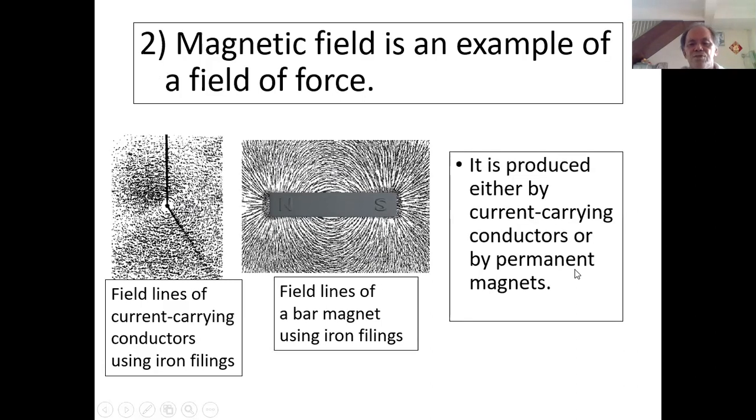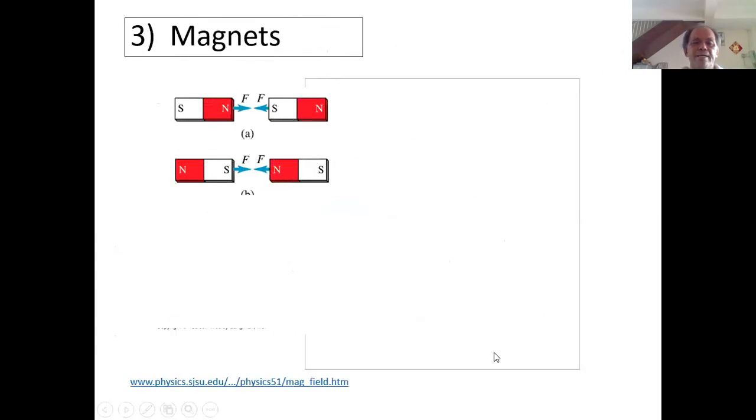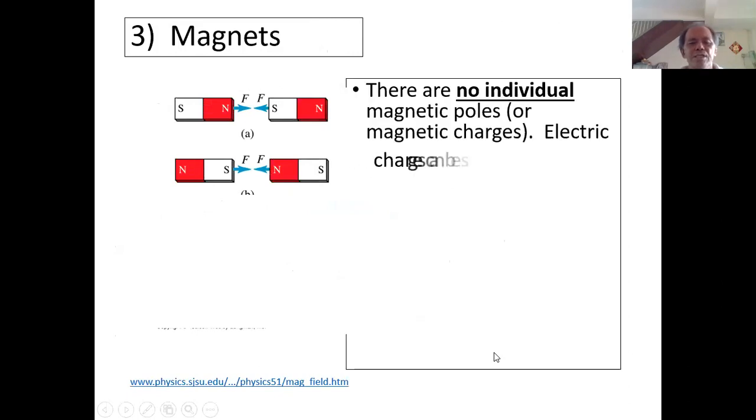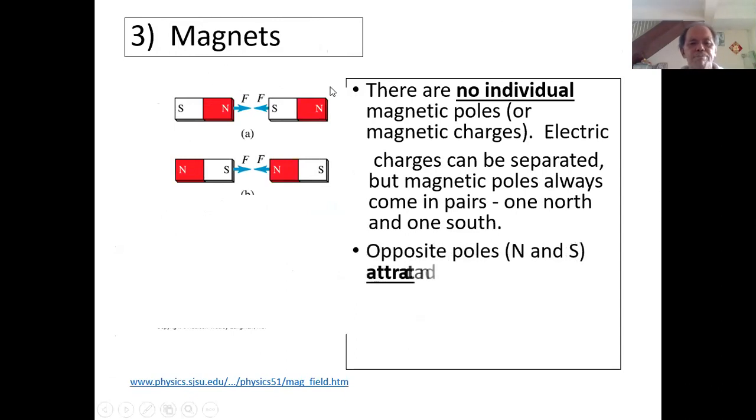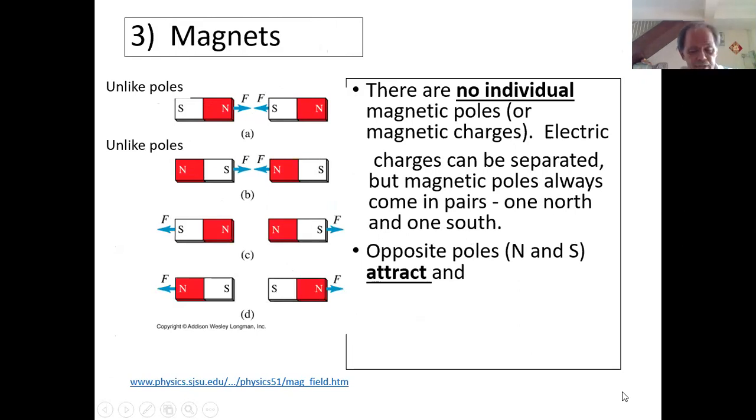So first thing to remember is magnetic field is either produced by current carrying conductor or by permanent magnet. It's not the permanent magnet that gives you the field, it's the current carrying conductor. Also, there's no individual pole. You will always find two poles, north pole and south pole together. You cannot break them up. Opposite poles, we call unlike poles, they attract. Same poles, we call like poles, repel.